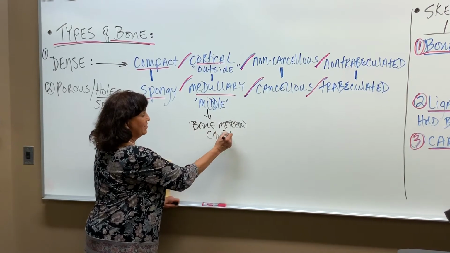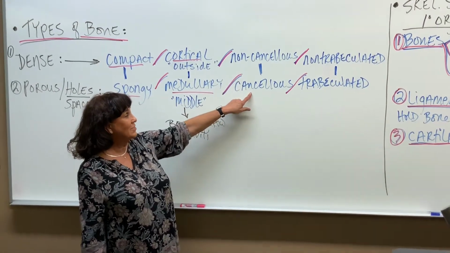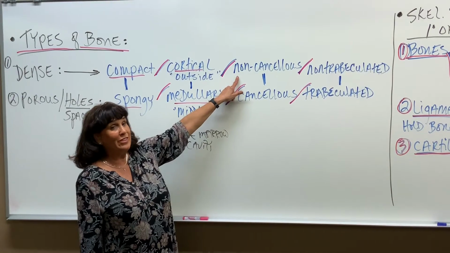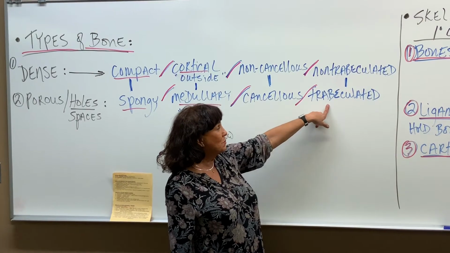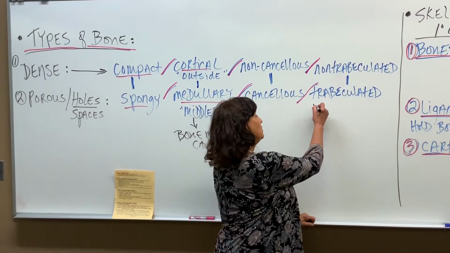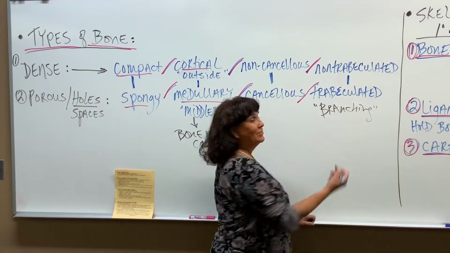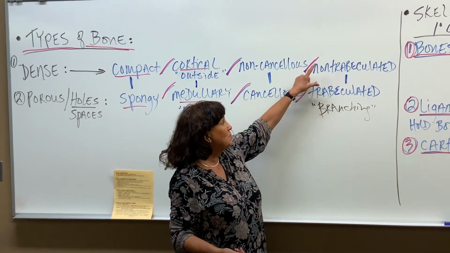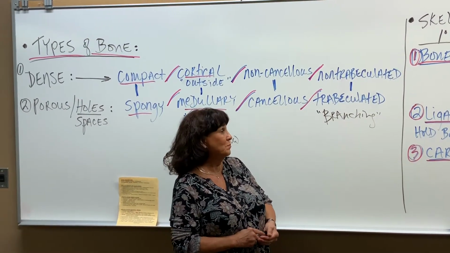All right, now the next set of terms is non-cancellous and cancellous. Cancellous means it's got holes in it. Non-cancellous means it's very thick and dense. And then the next set is called non-trabeculated versus trabeculated. Trabeculated means branching. And so it's got holes in it. It's got branches, it's got spaces between it. So non-trabeculated and trabeculated. These two sets of terms are usually used a lot by the X-ray people.